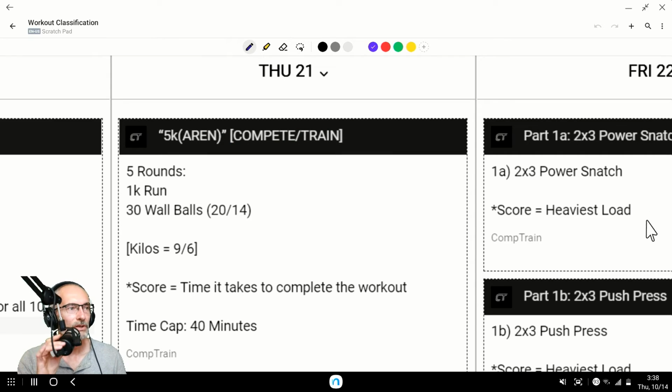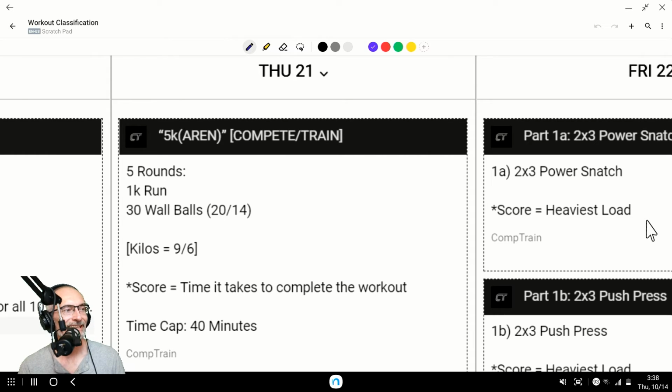Okay, so here is Thursday. It's called 5K Aaron or 5 Karen, a play on the CrossFit benchmark workout Karen. Karen is a benchmark workout where it is a single movement, wall balls, and there's 150 of them, and it's 150 wall balls for time. This workout is different. Wow.